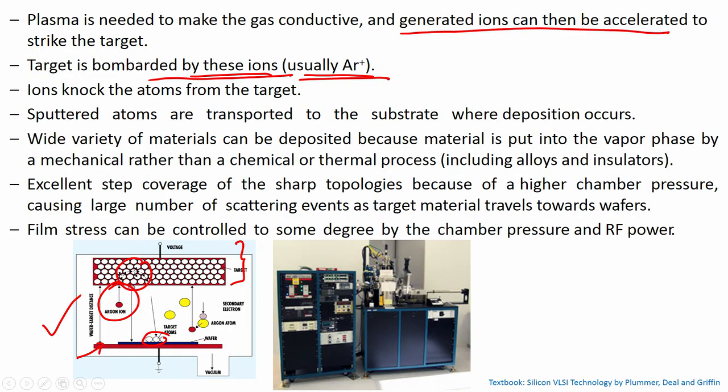So, what happens? The ion knocks the atom from the target. Which ions? Argon ions. Sputtered atoms are transported to the substrate where deposition occurs. This is what we have just discussed, and we are not going too deep into sputtering. That is why I am telling you only basic things, okay, basic things.